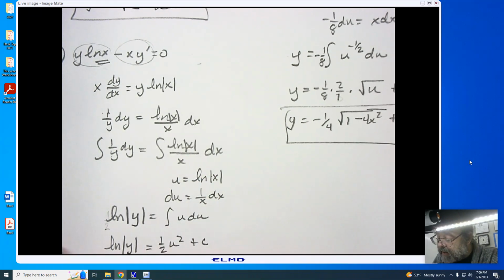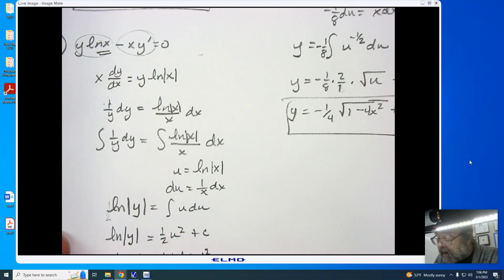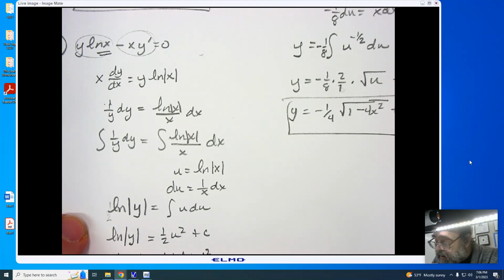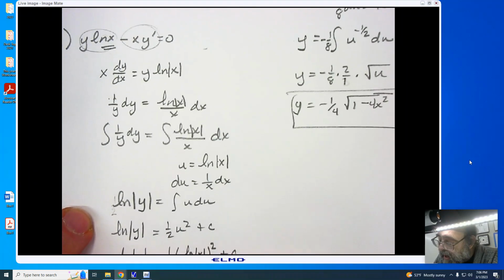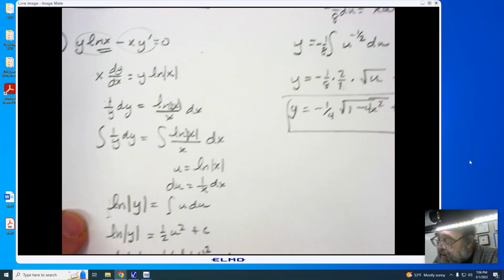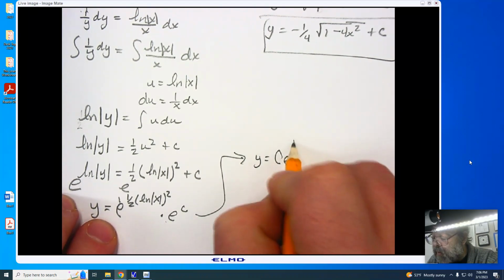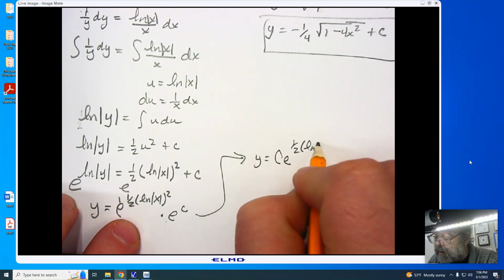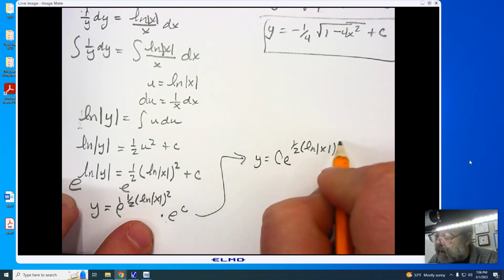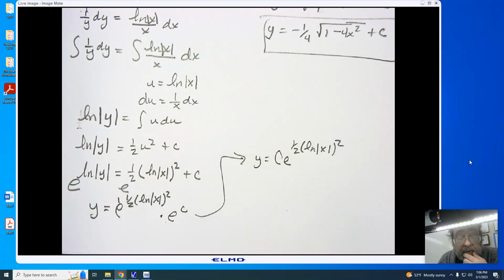Okay, this is now time for exponentiation. I'm getting y equal to, and I now have the square root, or 1/2. Let's do e to the 1/2 natural log absolute value of x, the quantity squared, and I have it multiplied by e to the c, and therefore my final answer will end up being y equals ce to the 1/2 of the natural log of x, the quantity squared. And there's my answer.